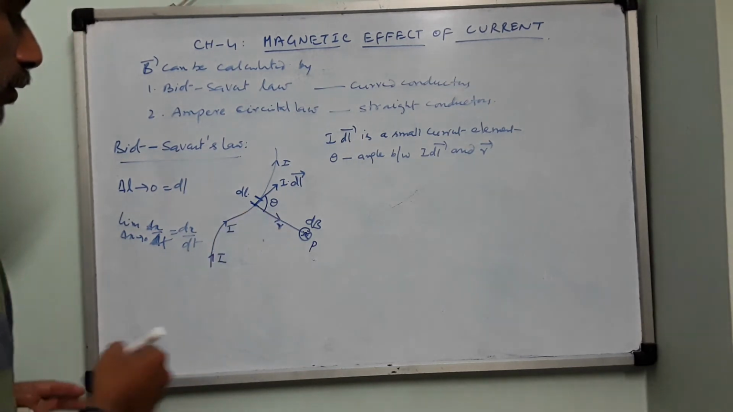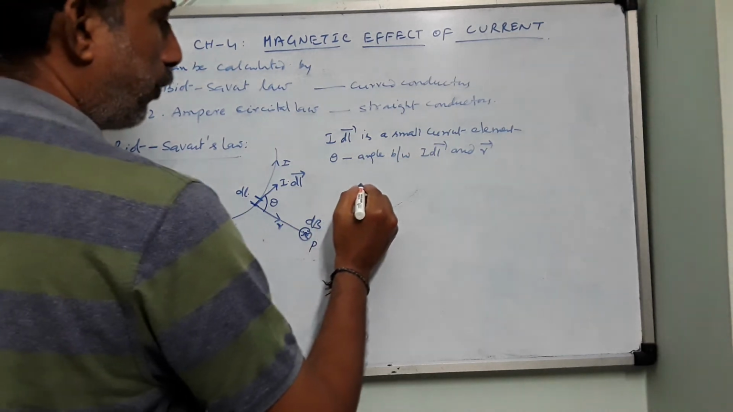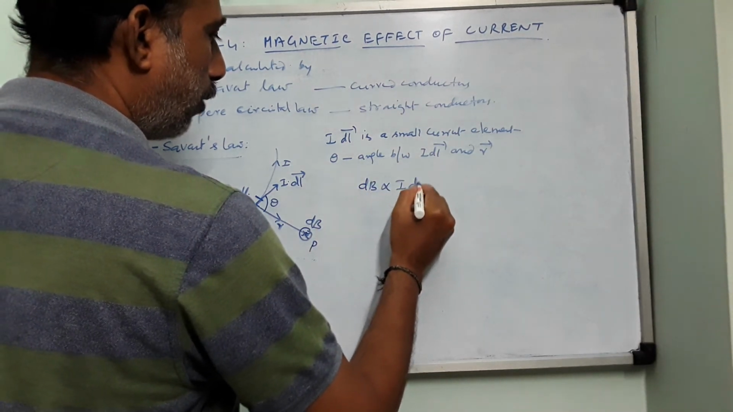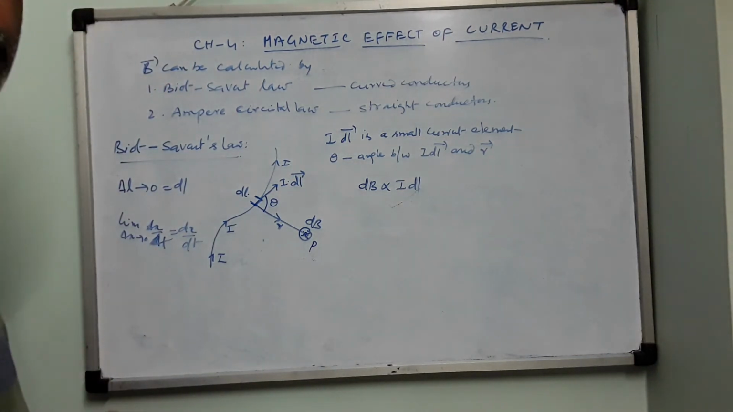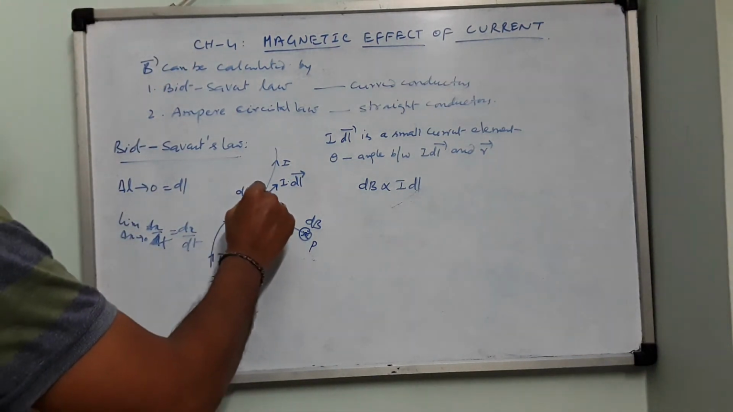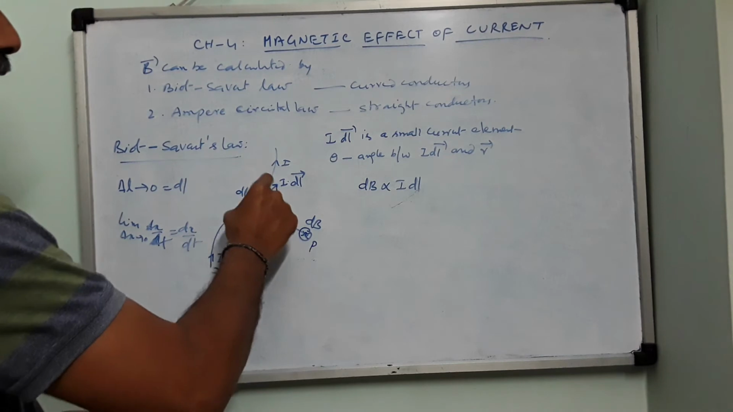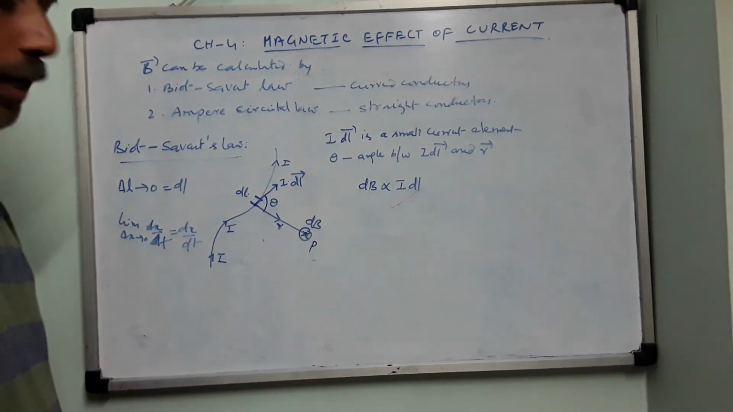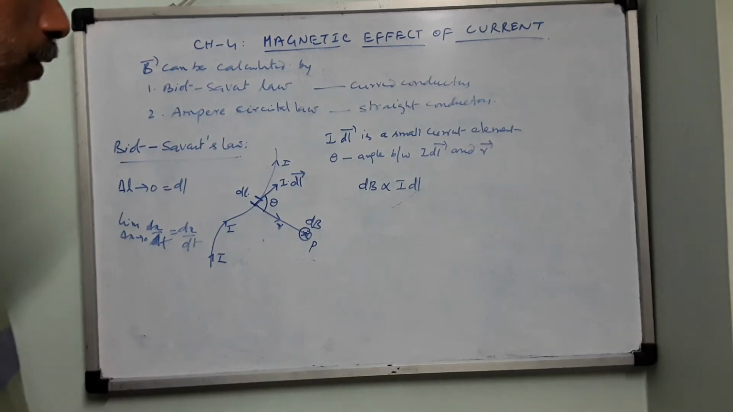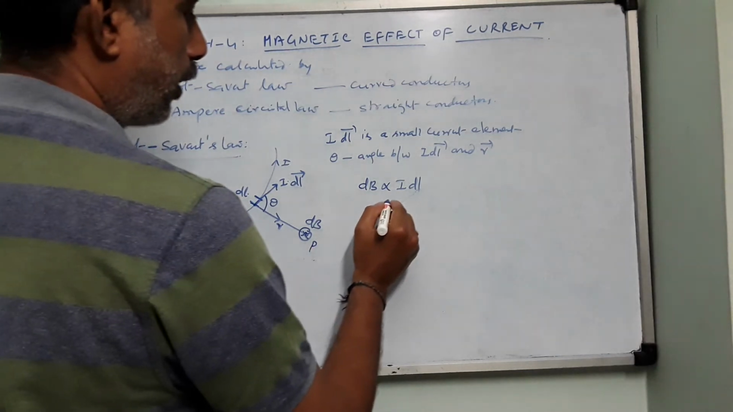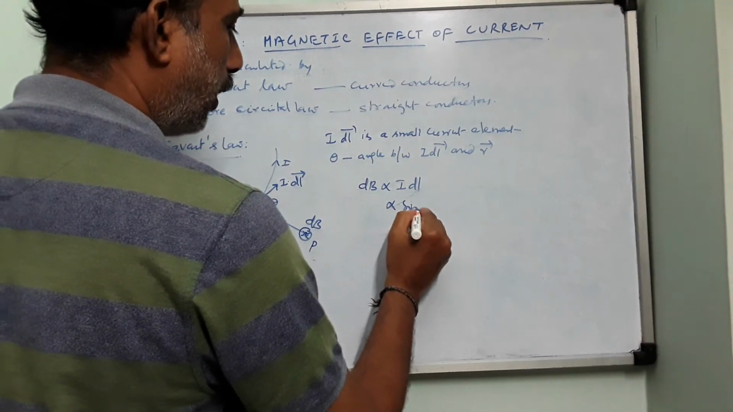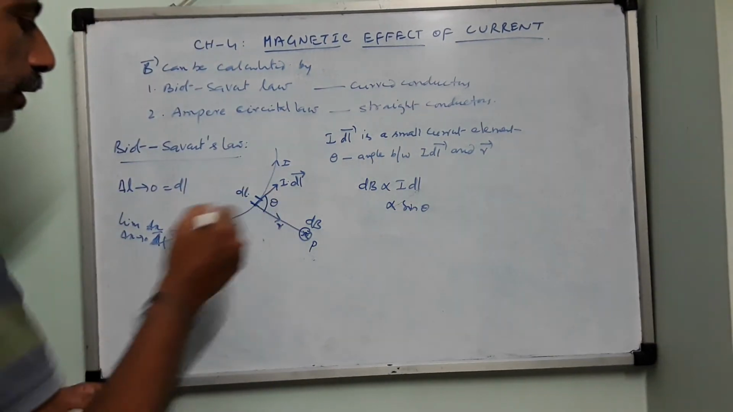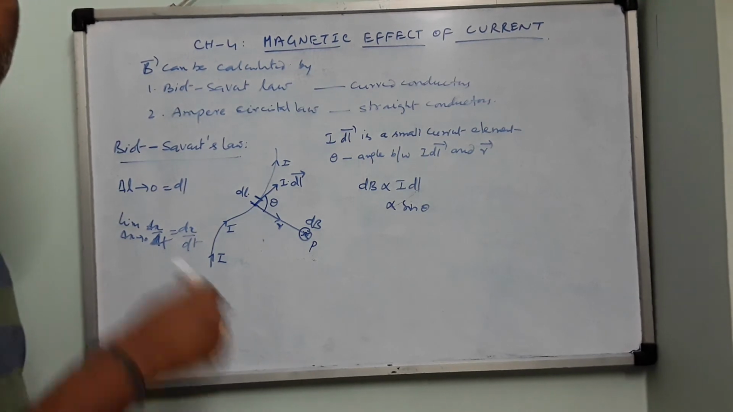On what factors does this depend? The magnetic field dB is directly proportional to the magnitude of the current element, Idl. If I take more length of this conductor, you can expect that it will produce a larger magnetic field at point P. It is also directly proportional to the sine of the angle between the current element and the radius vector, or the radial distance vector.